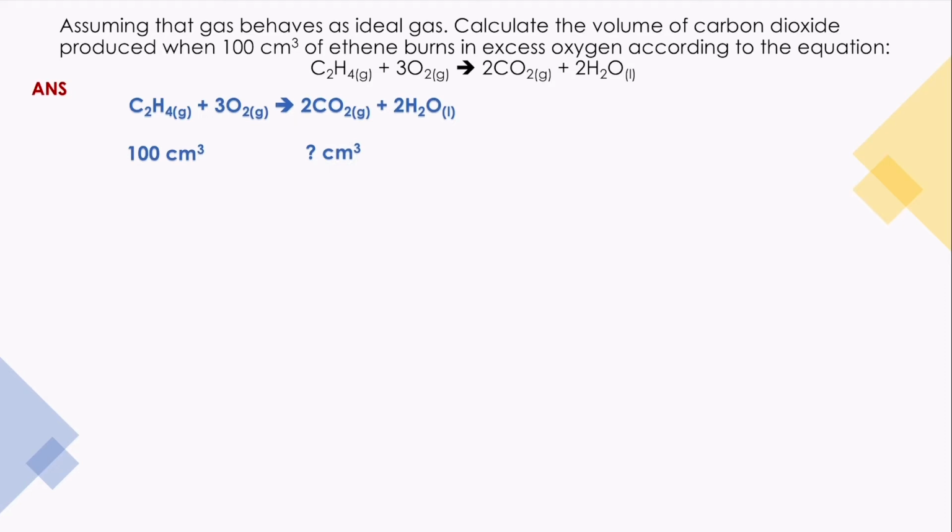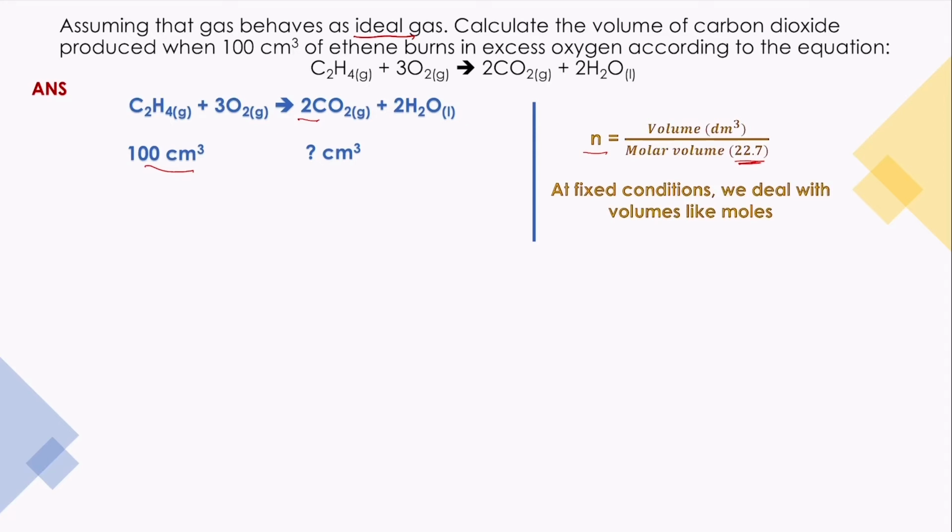What we can do here, we can just cross multiply the volume by moles. Why can we do that? Because we have a formula which says that number of moles equals volume over molar volume. Molar volume at STP is 22.7. Nothing says that's STP here, but we have an ideal gas and we have fixed conditions. So at fixed conditions, we deal with volumes like moles.